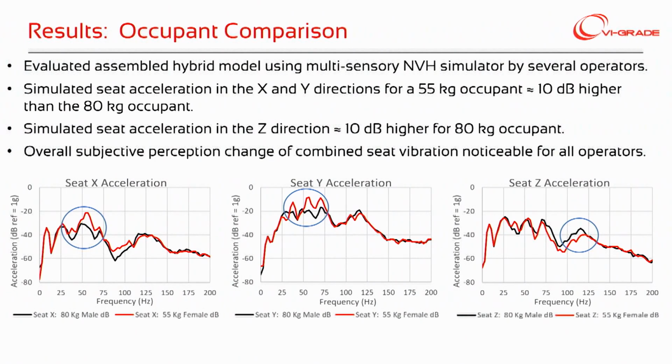Okay, so here are the results. We had several individuals sit in the operator position in the MVH compact and evaluate both the 80 kilogram male and 55 kilogram female transmissibility. What we saw was seat acceleration in the X and Y directions for the 55 kilogram occupant were 10 dB higher compared to the 80 kg. And in the Z direction, the 80 kg occupant was 10 dB higher. And that overall subjective performance could be felt while driving.